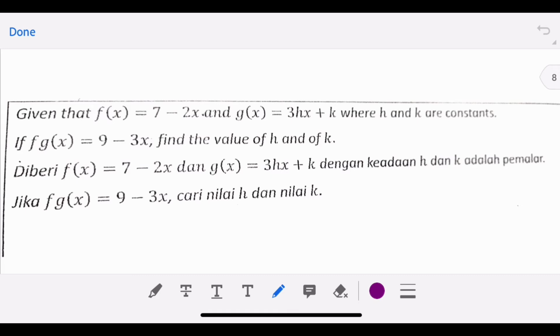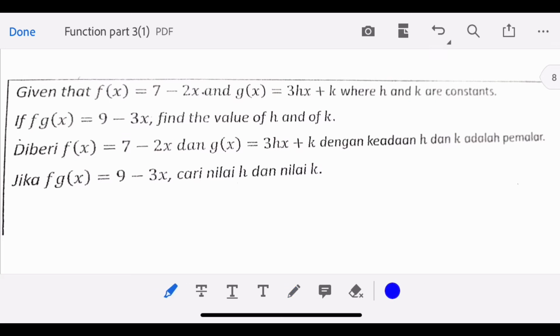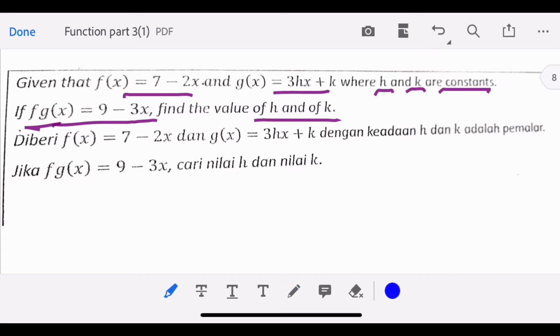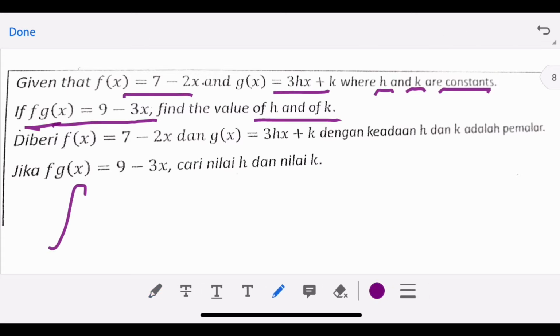Now let's proceed to question number 8. Question number 8 is about the function f(x) = 7 minus 2x and g(x) = 3hx plus k. These two functions are given. h and k are constants, meaning they are numbers. Now, fg(x) was given, find the value of h and k. This one I'm sure many of you know how to do, but still some students are not sure, so I have to show you how to do.